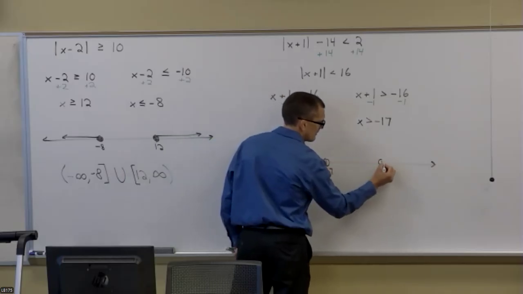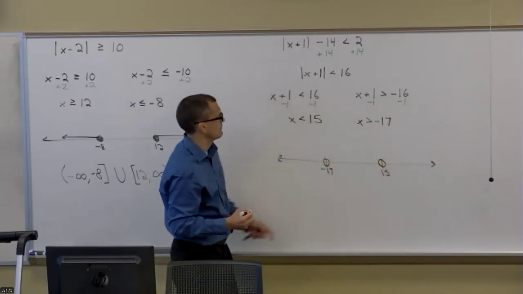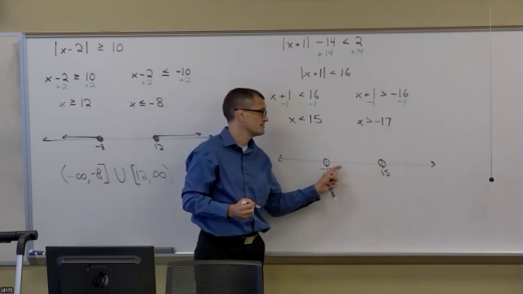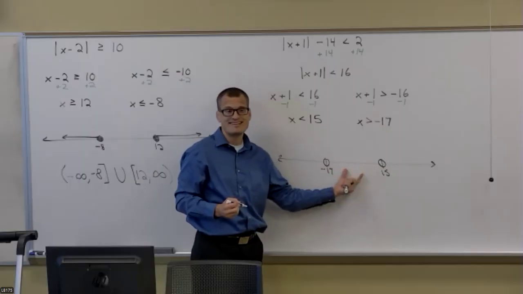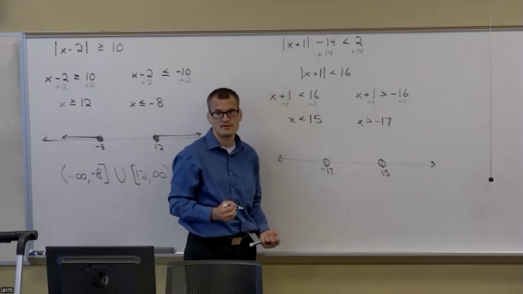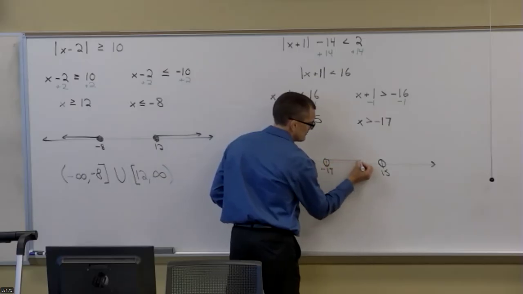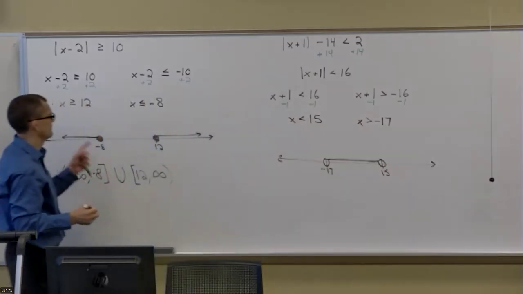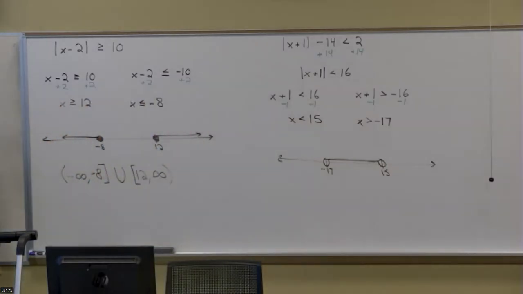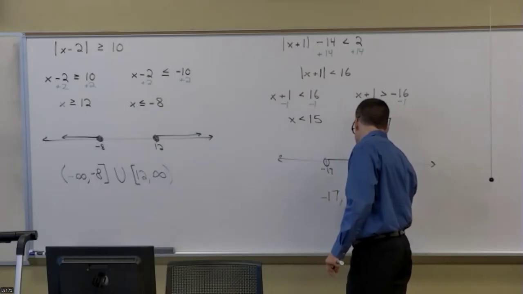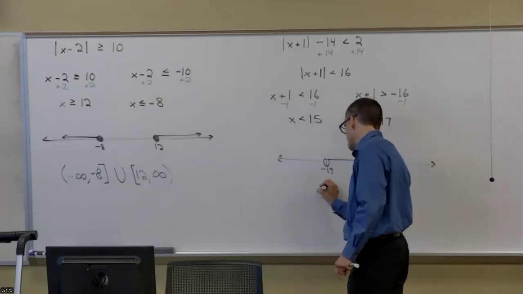Again, this is not the biggest deal. But notice that we're saying x has to be smaller than 15. x has to be greater than -17. This is where I get the middle section. So I get the middle section in this case, whereas I got the two end sections in that case. Again, if you wanted interval notation, you'd do -17 up to 15, and then you'd have to put parentheses on both sides.